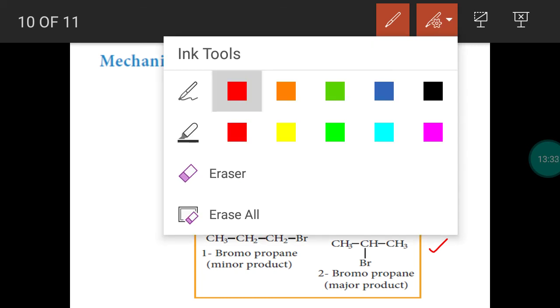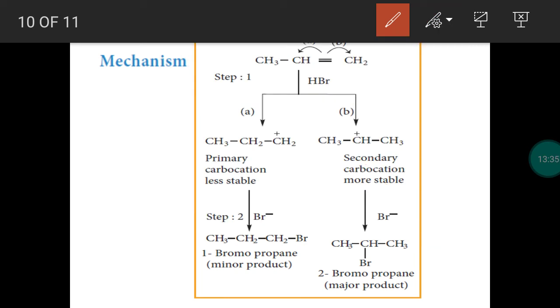So once again I repeat it. Hydrogen bromide approaches an unsymmetrical alkene. The pi electron is shifted over this carbon. The fission is heterolytic fission. This carbon gets a negative charge, this carbon gets a positive charge. And hydrogen bromide is separated into H plus and Br minus due to electronegativity difference.